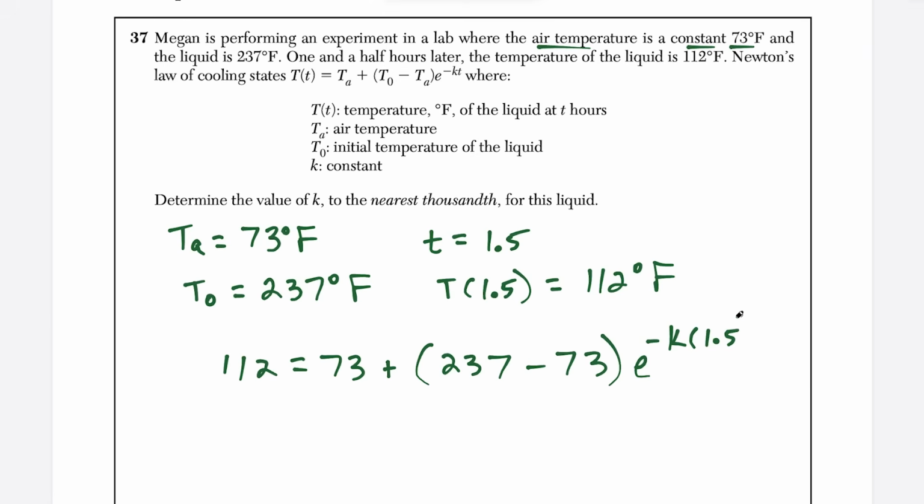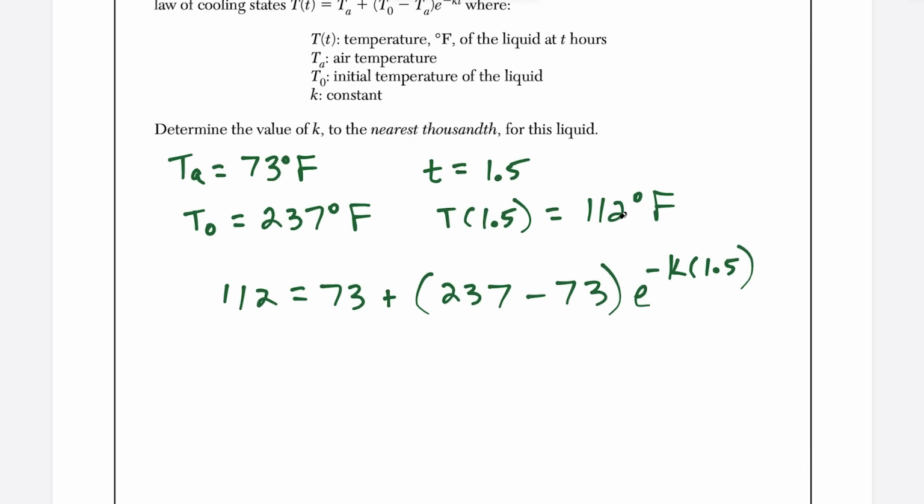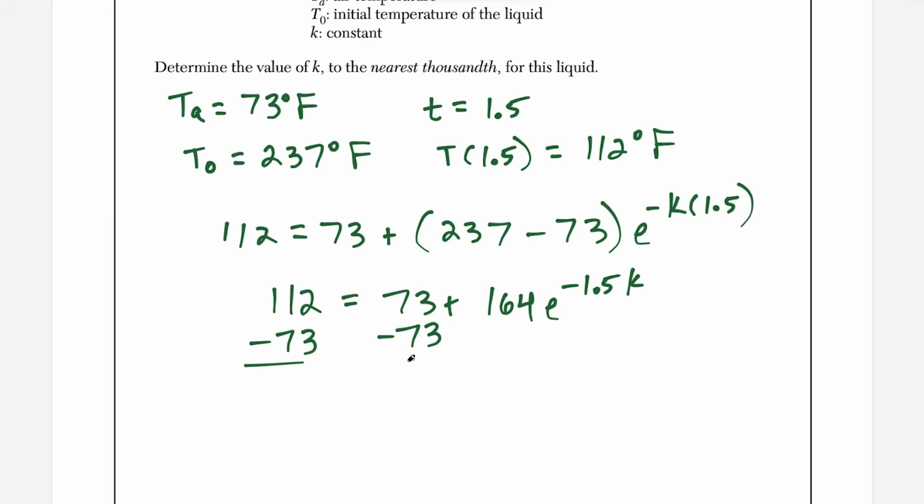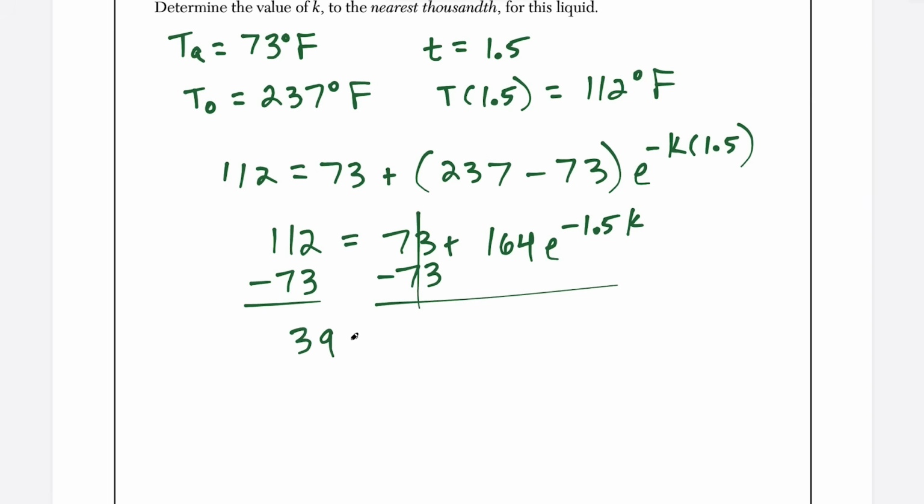There's a lot going on here, but now we just have to simplify things a bit. For this part, we can just subtract: 237 minus 73 is 164. So this gives us 164 times e to the negative 1.5k, and then we have 73 plus that, equal to 112. Now we can start the algebra part. We're going to subtract 73 on both sides, which gets rid of the constant. When we subtract, we get 39 equals 164 times e to the negative 1.5k.